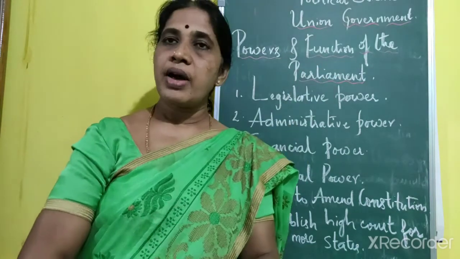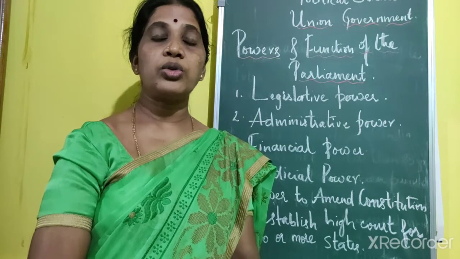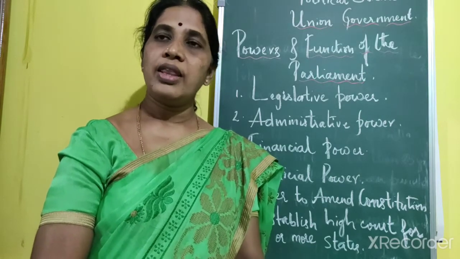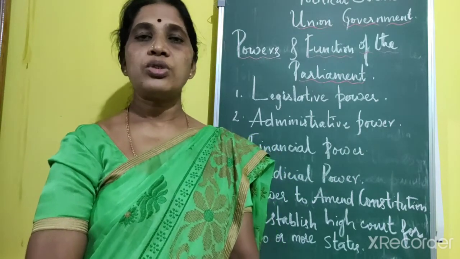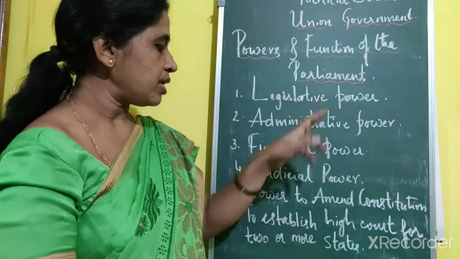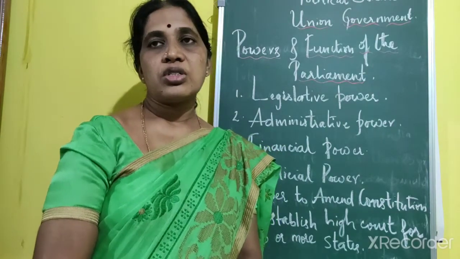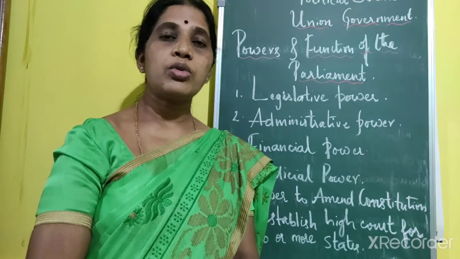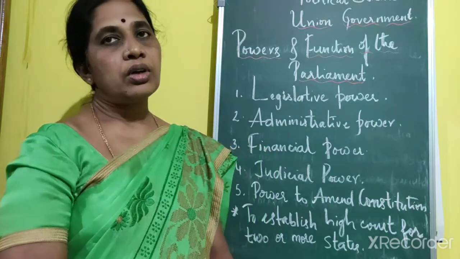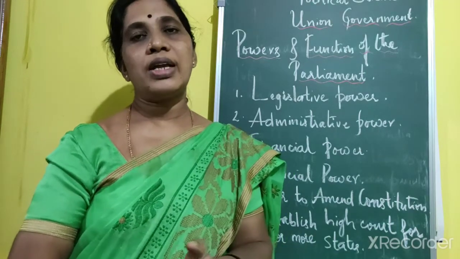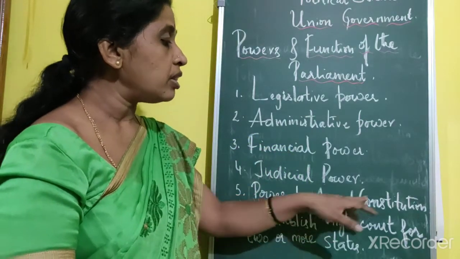The parliament members have the power to remove the judges of the High Court and the Supreme Court through the motion of impeachment, and they also have the power to discuss the findings of the report related to the judiciary. I think you all understood. Parliament has the judicial power. That means the members of the Parliament have the power to remove the judges of the Supreme Court and the High Court through the motion of impeachment, and they also have the power to discuss the report related to the judiciary. The next power is the power to amend the constitution.